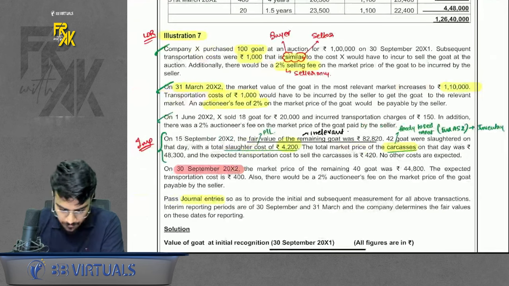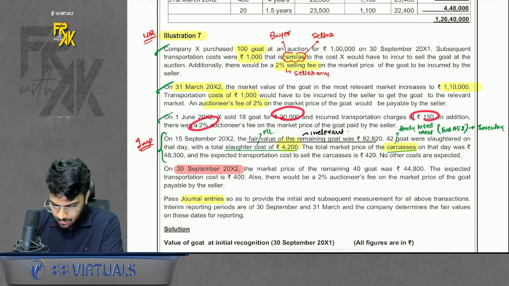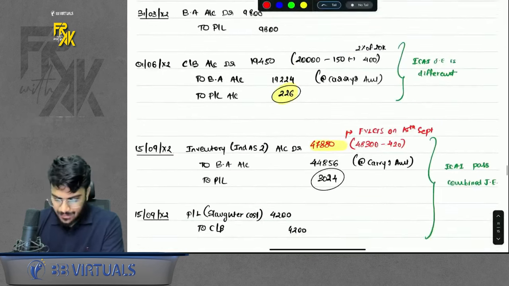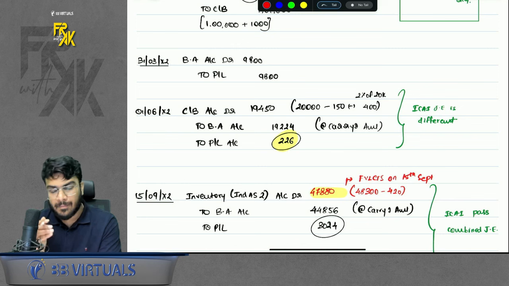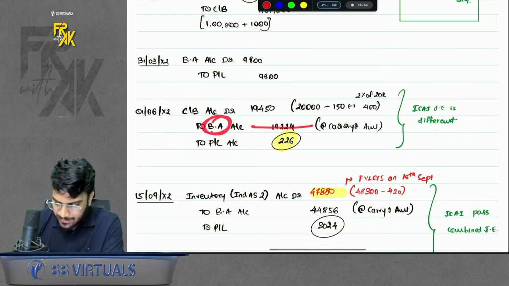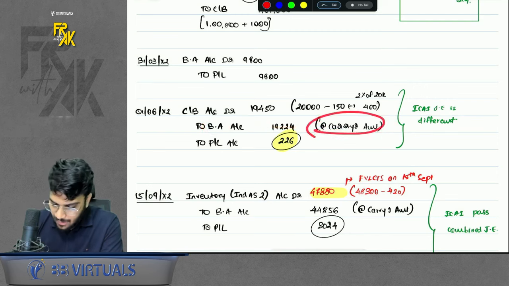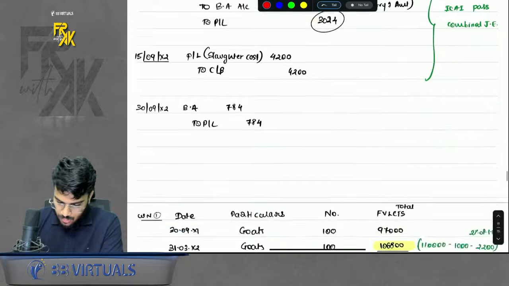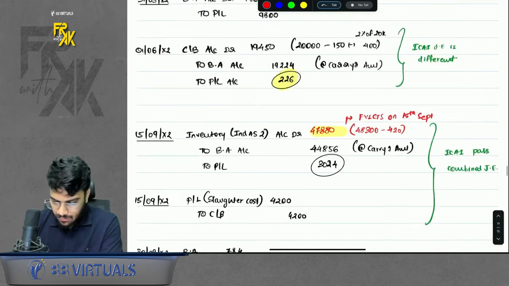Then what happened? We sold 18 goats, okay, for some consideration. So now what is to be done? For selling, just remember, whenever you sell, the biological asset will be removed out of your books and you will record the consideration. So debit cash bank, credit biological asset. Whenever you are removing anything, remove at carrying amount. So those 18 goats which are sold will go out at carrying amount. How to remove the carrying amount? We will just cross multiply and find the carrying amount. Whatever consideration you received, just record it, difference transfer to P&L.